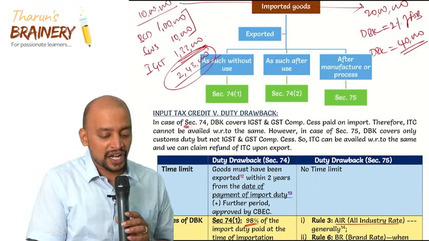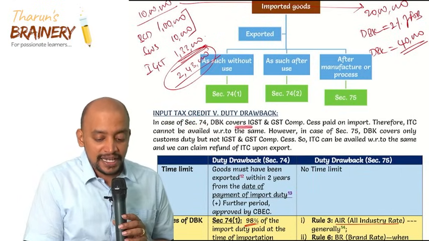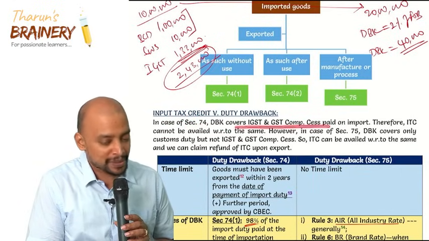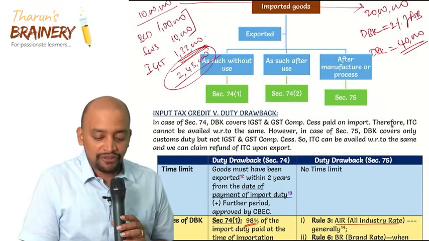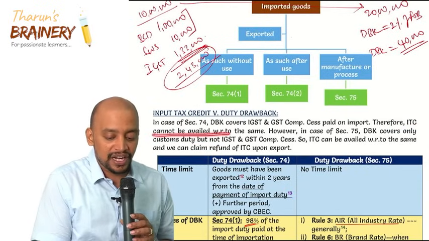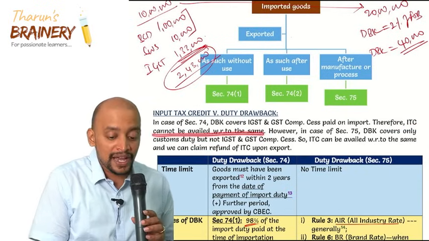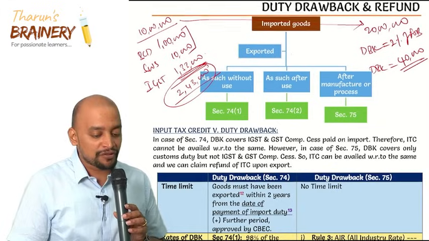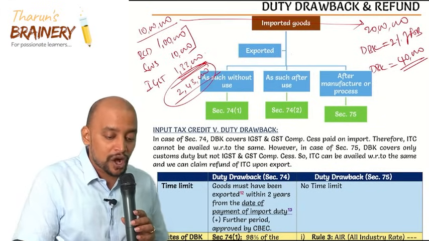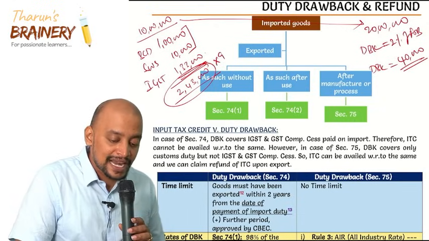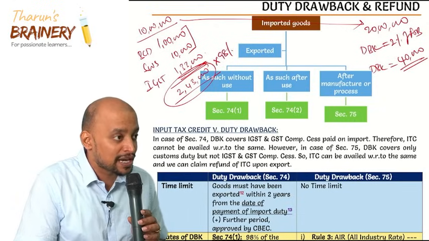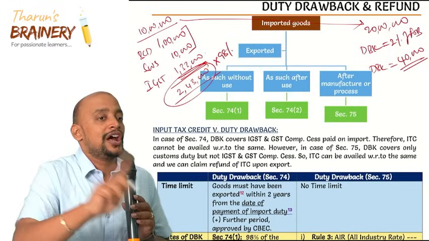In case of 74, duty drawback covers IGST and GST compensation cess paid on import. Therefore, ITC cannot be availed with respect to the same. Why? Because in case of 74, we are getting the duty drawback, how much? 98% of customs duty paid including IGST. So you should not take ITC.